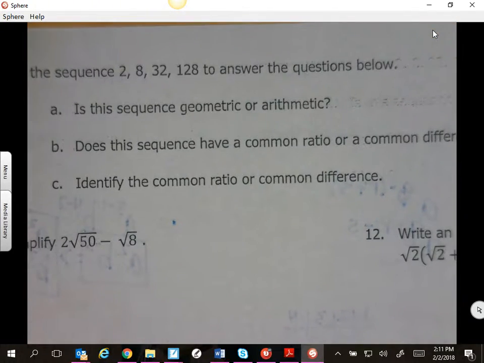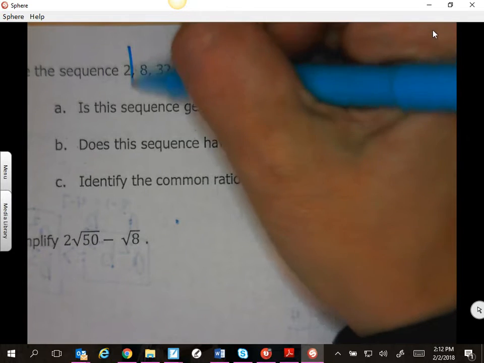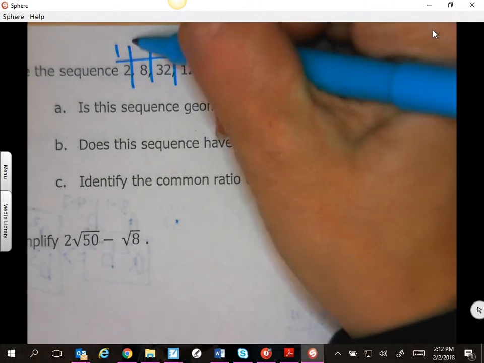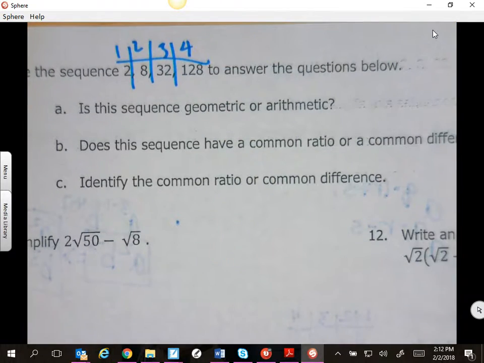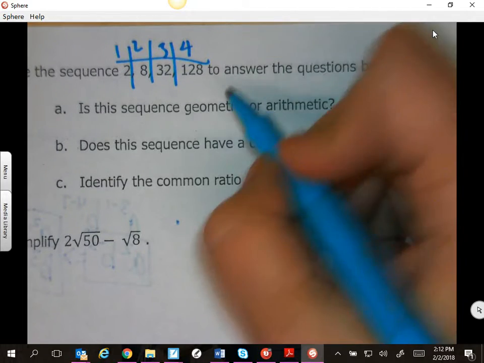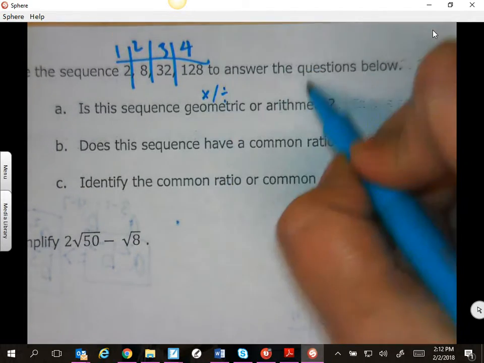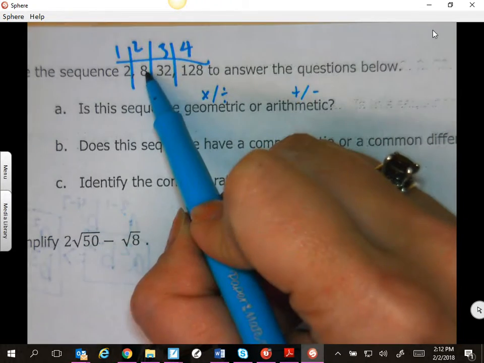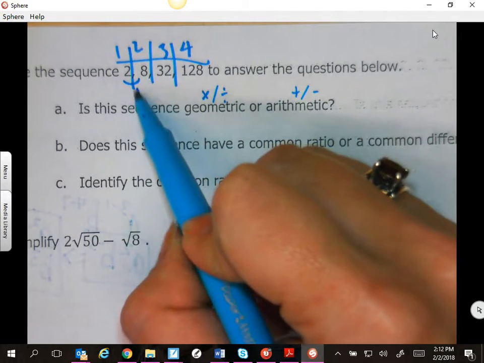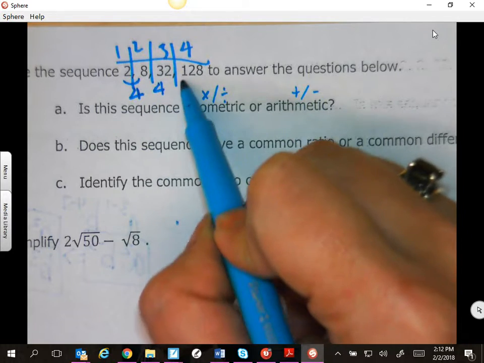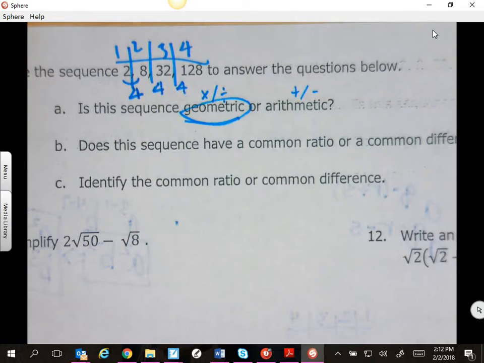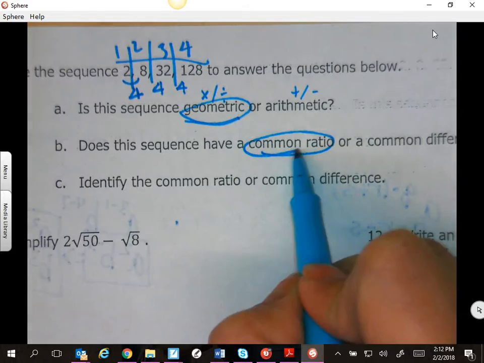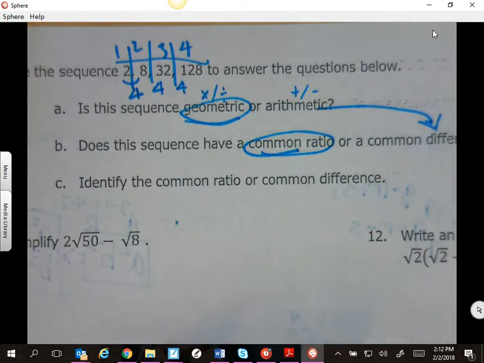Here we have another awesome, fabulous sequence. I'm going to make a table, 1, 2, 3, and 4. Is this geometric or arithmetic? Remember, this is multiply, divide. This is add, subtract. So if I'm adding, that's plus 6, so that doesn't work here. So this has to be a geometric sequence of times 4. Geometrics have common ratios. Arithmetics have common differences. And my common ratio is 4.